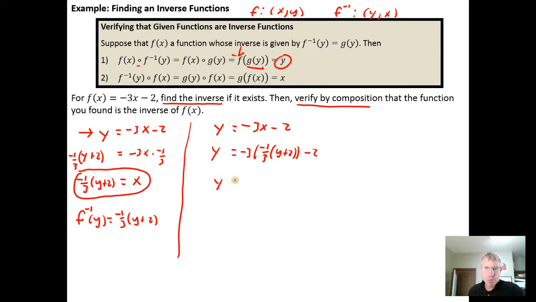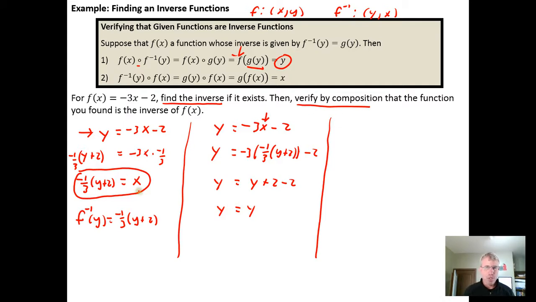So y equals, so I'll distribute negative 3 times negative 1/3 is positive 1. So I get 1 times y plus 2 is just y plus 2. And I still have my minus 2 sitting here. So I get y equals y. And this makes sense because this says if you plug in x, you get y as the output. So what did I do? I plugged in x and I got y as the output. y equals y. The output equals the output.